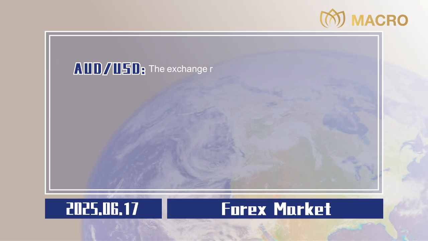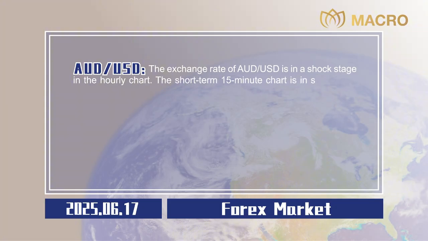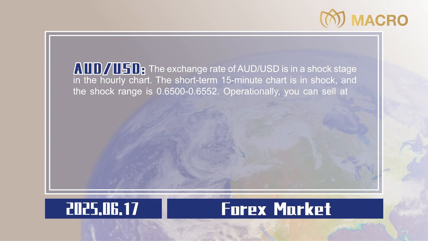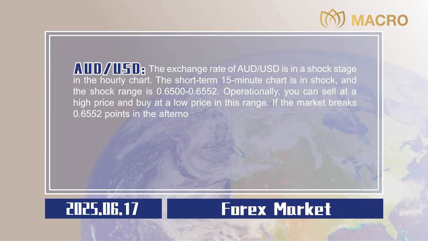The exchange rate of Australian dollar to US dollar is in a shock stage in the hourly chart. The short-term 15-minute chart is in shock, and the shock range is 0.6500 to 0.6552. Operationally, you can sell at a high price and buy at a low price in this range. If the market breaks 0.6552 points in the afternoon, you can intervene in multiple orders, and the upper target can be seen at 0.6600 to 0.6630.